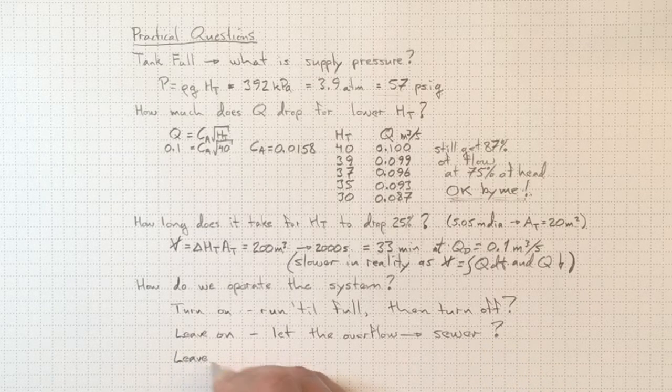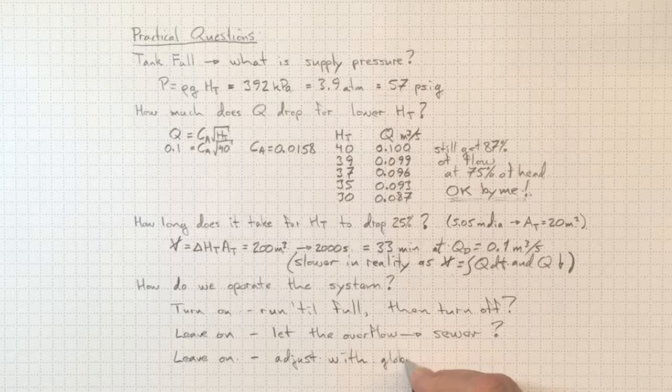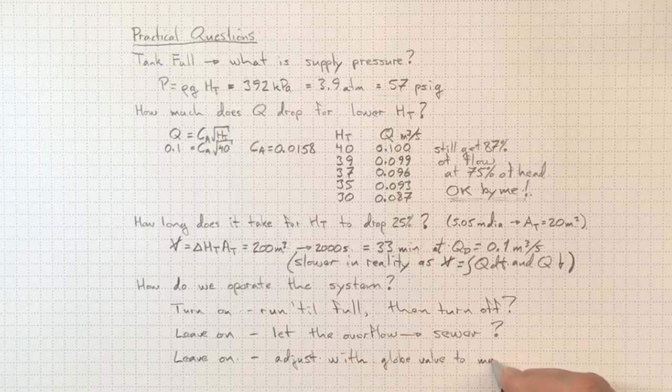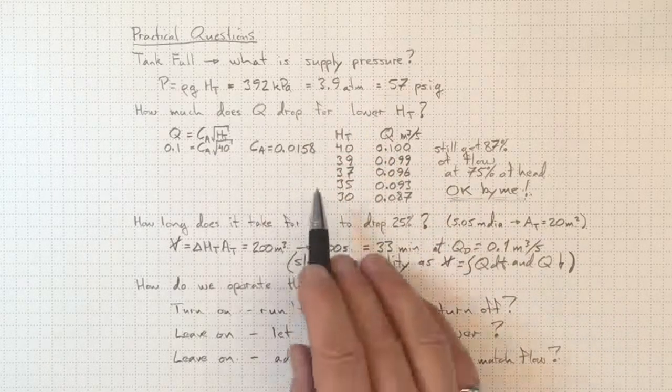Alternately, we could also leave the pump on all the time. That means that we don't have to be constantly switching it on and off, and we could adjust the flow with the valve on the output of the pump. So we've got a variety of ways that we could operate this system. To decide the way we would operate it, we'd really need to explore the overall performance and look at the consequences. And to do that, we probably need a computerized solution rather than a pencil and paper solution, because we're going to test a lot of different possibilities here.